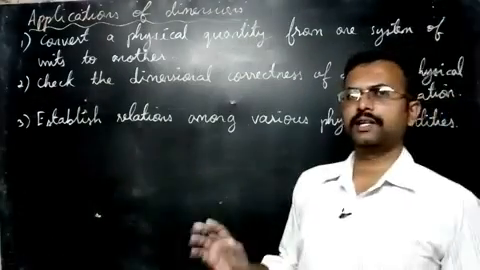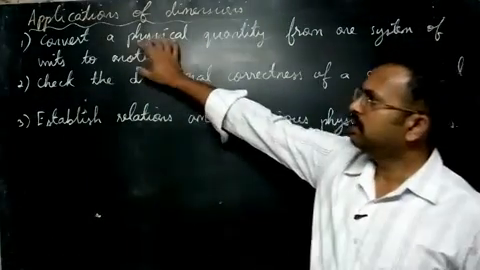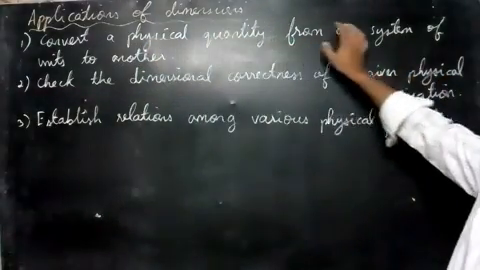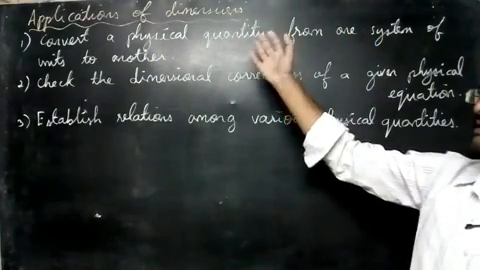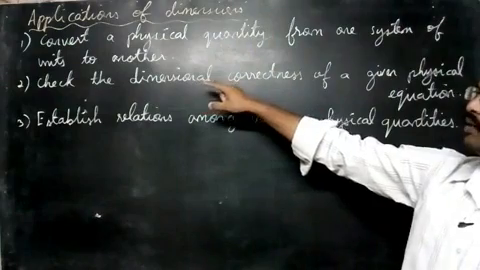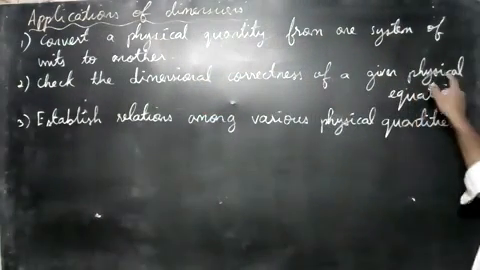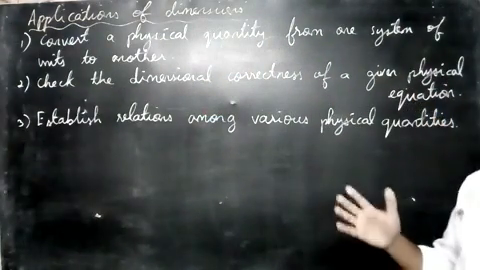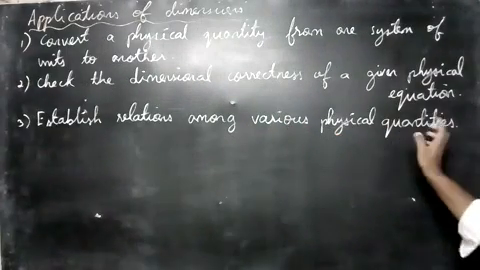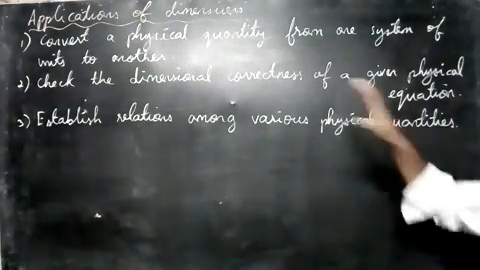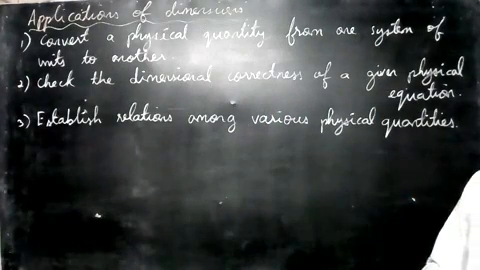Let us study what are the applications of dimensions. First one, to convert a physical quantity from one system of units to another. We can change a physical quantity from one system to another system. Second one, to check the dimensional correctness of a given physical equation. We can check whether an equation is right or wrong. Then third one, to establish relations among various physical quantities. So these are three applications of dimensions. Let us see them one by one.